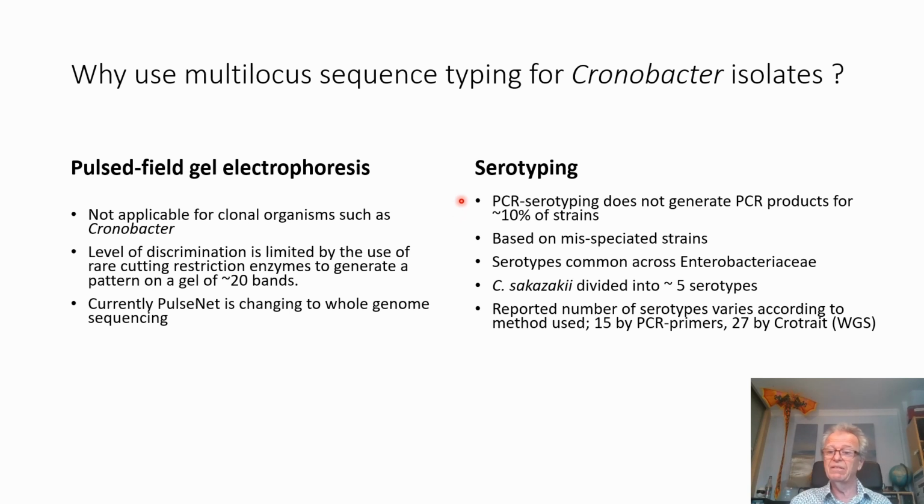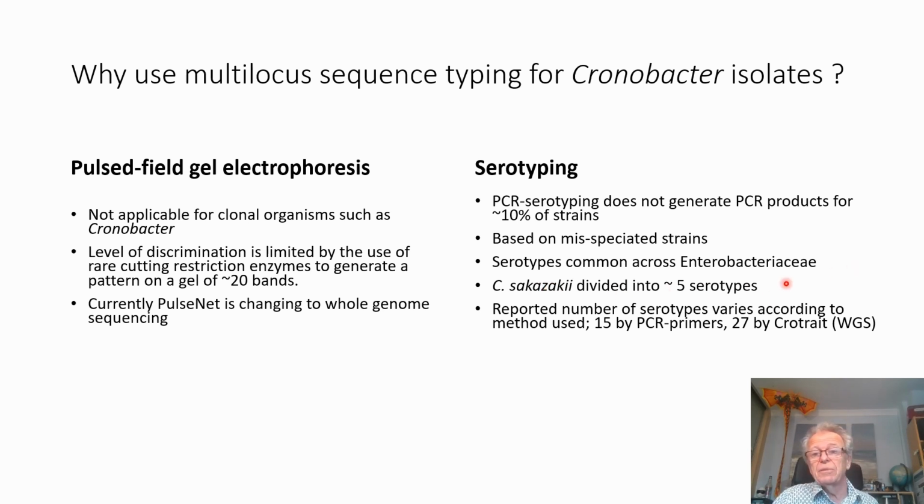With serotyping, about 10% don't give PCR products. You have false positives, you have false negatives. Also, serotyping originally was based upon misspeciated strains. Some of the strains were actually the wrong species. So the serotyping was developed for sakazakii, a couple of those serotypes. In actual fact, they used strains which were actually Cronobacter malonaticus. And also those serotypes are common across Enterobacteriaceae. You'll get reactions if you use other organisms, you get positive results.